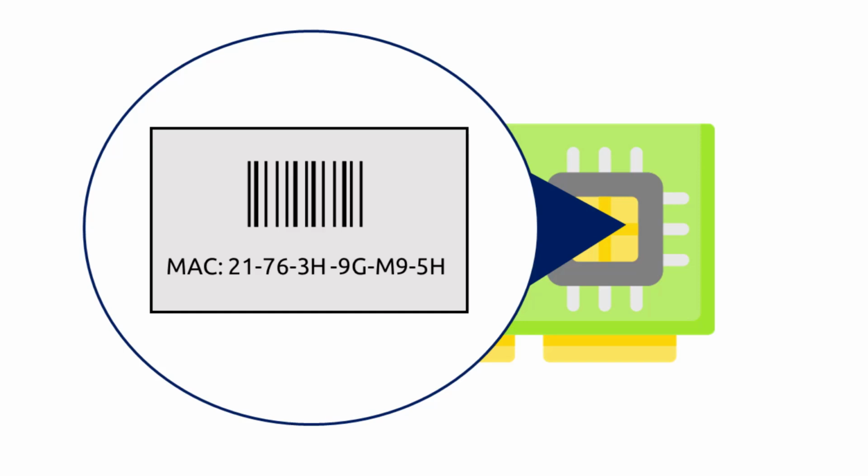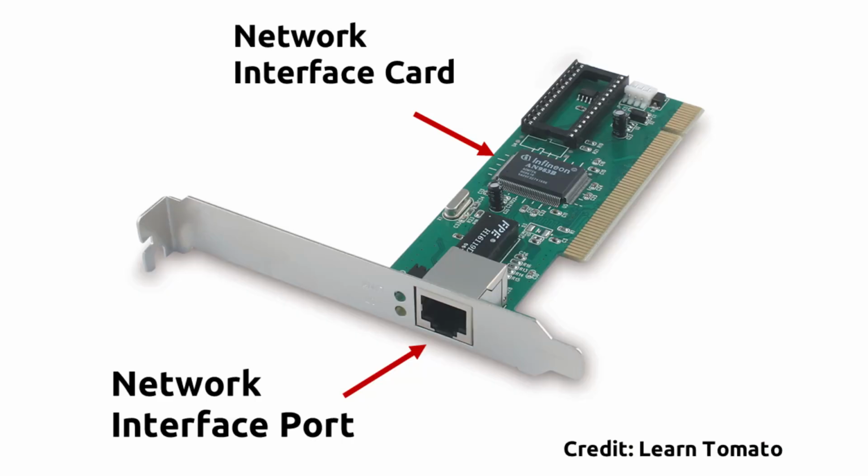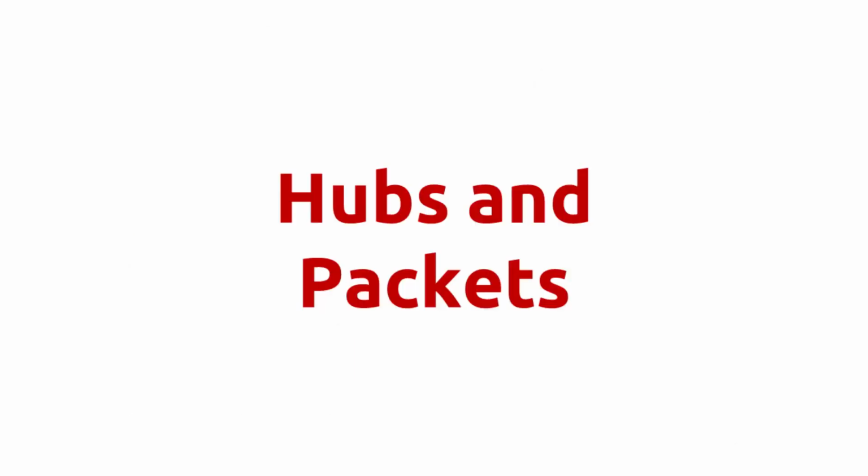MAC addresses are 48 bits long, written in 6 octets, separated by hyphens. They usually look like this. No device can share a MAC address. Each address is different in this world.